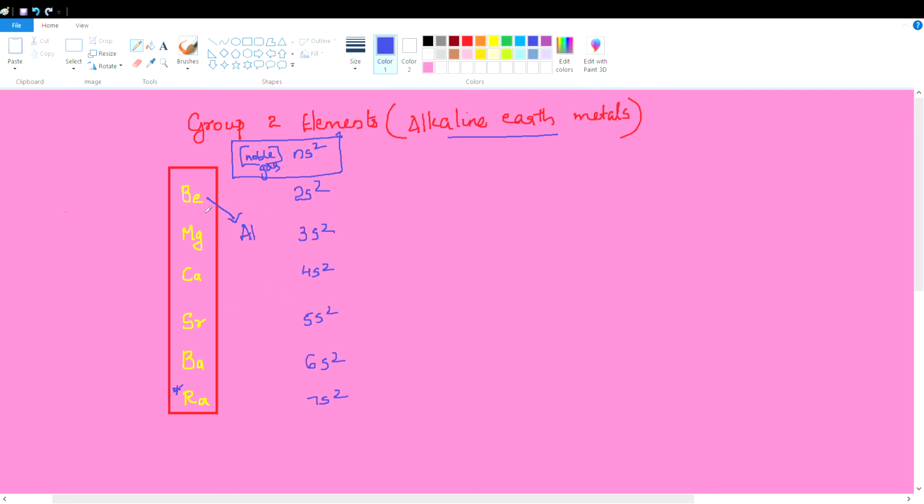These group 2 metals are also very reactive like alkali metals, though not as reactive as alkali metals, but they too are reactive because they contain only 2 valence electrons in their valence shell, and they readily donate those 2 electrons. So they too are reactive metals.